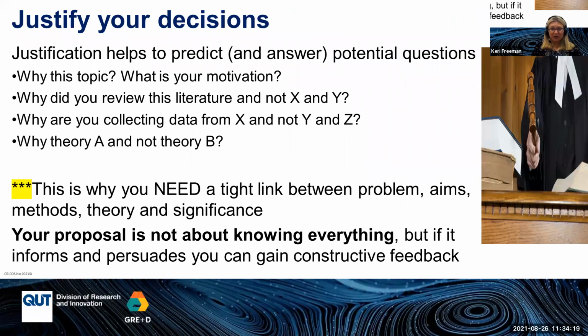This is part of your research proposal. Of course, there's going to be a lot of questions. Well, why this topic? Well, that's because there's a research problem, right? You're going to be very explicit about that. This topic is to answer a research problem. Why did you review this literature and not something else? You'll need to say in your proposal why you focused on a specific aspect of the literature. Why are you using these participants and not somebody else? Again, justify why you're using the participants or the research methods. All of this is part of your critical thinking and why we need that tight link between the problem, the aims, and the methods, of course.